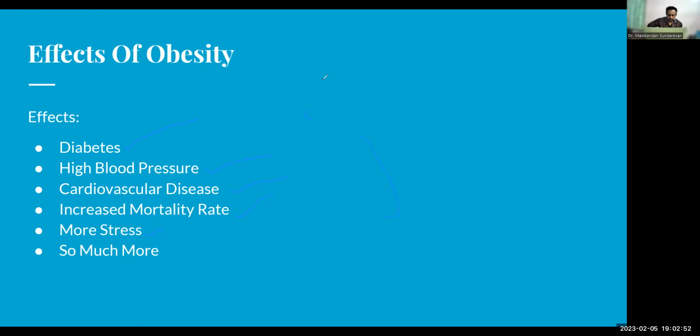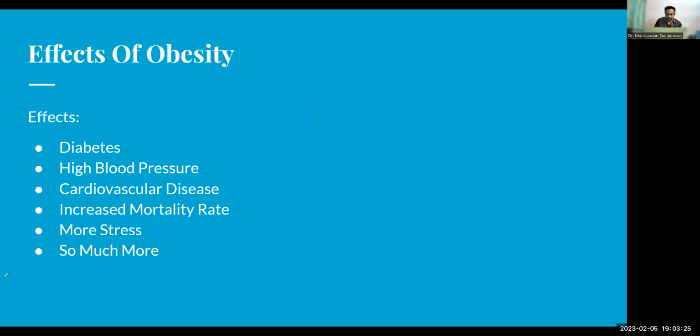Let me choose a better color. So you have stress, and then you gain more weight, which will cause you more stress. So this is typically a very bad cycle, and this is the cycle that will just make people keep obesity. Stress is one of the biggest factors of obesity in a lot of places, especially in the US. So that's one thing.